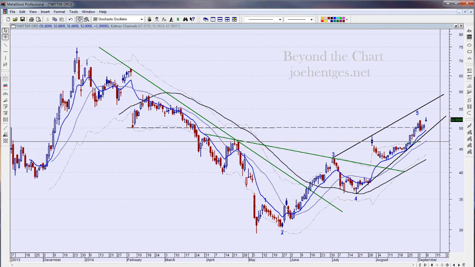So that's it for Apple, Green Mountain, Facebook, and Twitter. We'll watch the Apple action after the big announcement today, and we'll go from there.